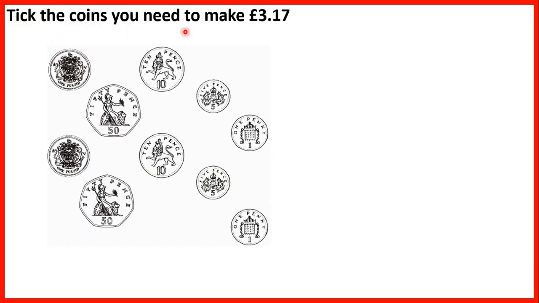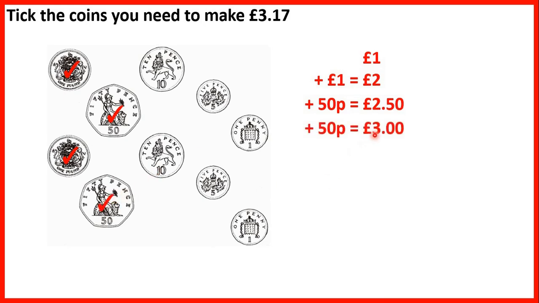Tick the coins you need to make £3.17. So let's start by ticking the highest value coins first. We can have £1, another pound will take us to £2, then 50 pence will take us to £2.50, and another 50 pence will take us to £3, because £2.50 plus 50 pence is £3.